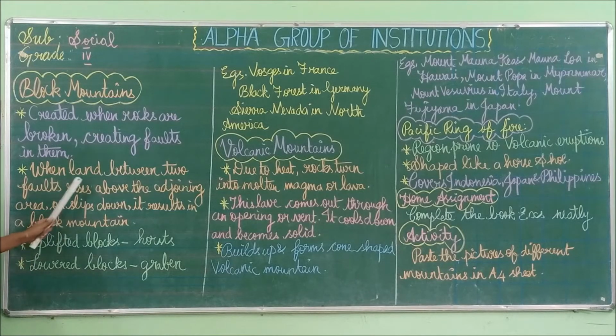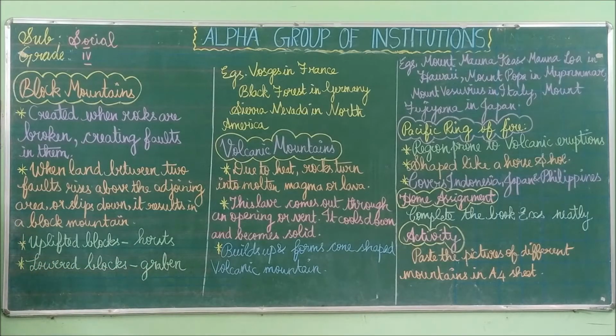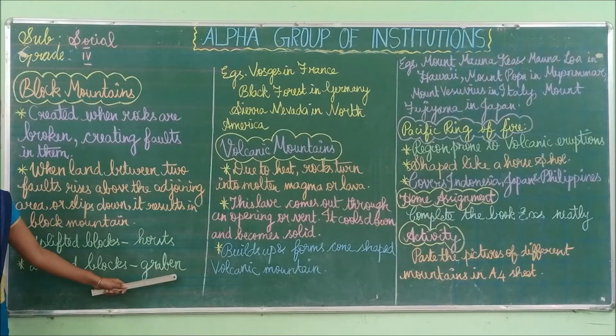When the land rises above, it is an uplifted block. Those uplifted blocks are known as horst. When the land goes down, inside the earth, they are lowered blocks. Those lowered blocks are known as graben.